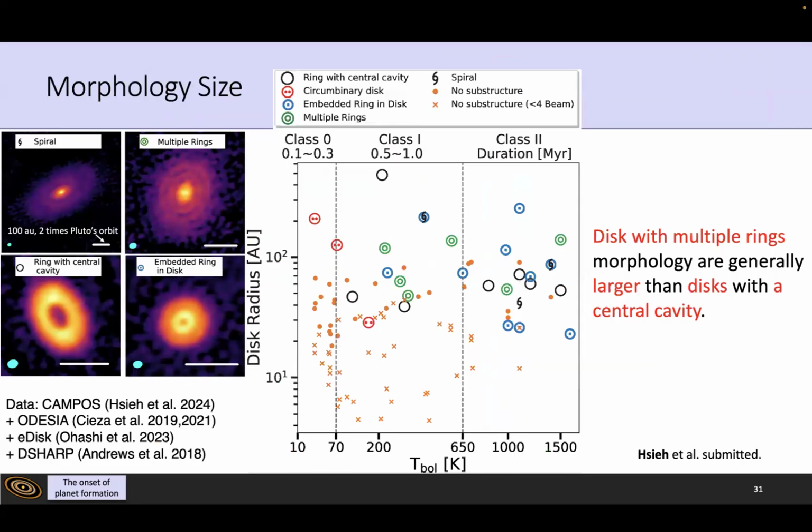Another important thing to do is to look at the morphology. From our data, we categorize the substructures into different types, such as spirals, multiple rings, ring with a central cavity, and embedded ring in disk. On the right-hand side is the plot of different substructure morphology as a function of bolometric temperature, which is a tracer for age. From this plot, you can see that disks with multiple rings morphology are generally larger than the disks with a central cavity.